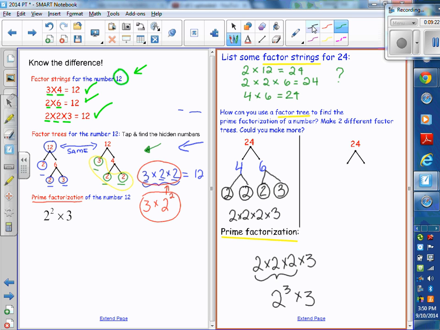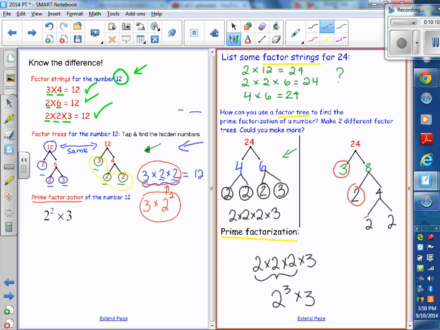Let's try that one more time using a different factor pair. Instead of using 4 and 6, we could use 3 and 8. In fact, any factor pair of 24 will work. Since 3 is a prime, we circle it and we don't put branches under it. Since 8 is not prime, we put branches under it and make a new factor pair for 8, like 2 times 4. Since 2 is a prime, we circle it. Since 4 is not a prime, we put branches under it and find another factor pair for 4, like 2 times 2.